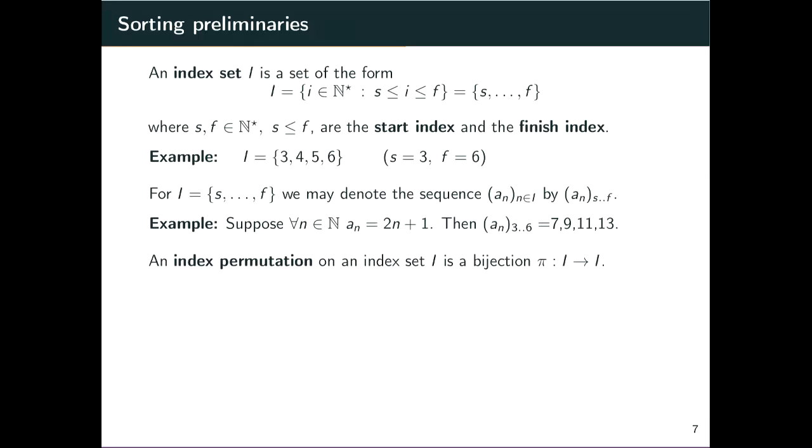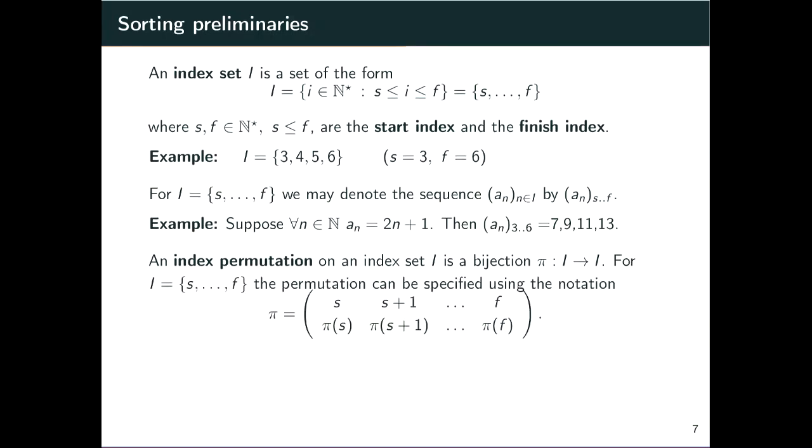Okay, and then when you're sorting something, what you're doing is you're permuting, so it's going to be some sort of function, and it's going to be a bijection because you're sending this index set to another index set. So an index permutation on an index set I is a bijection from I to I. And we're going to have some special notation for these index permutations.